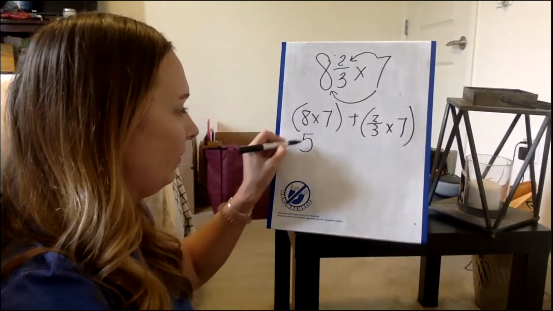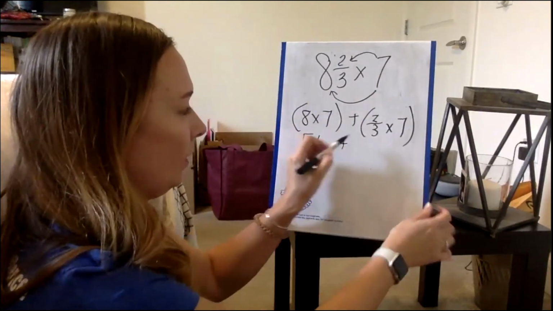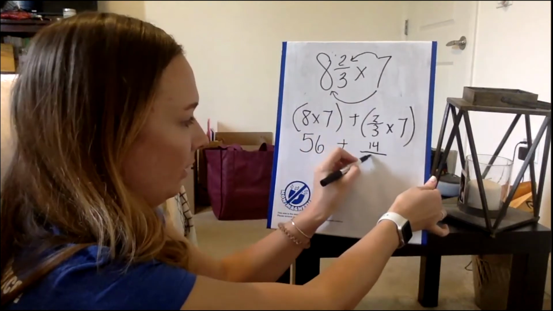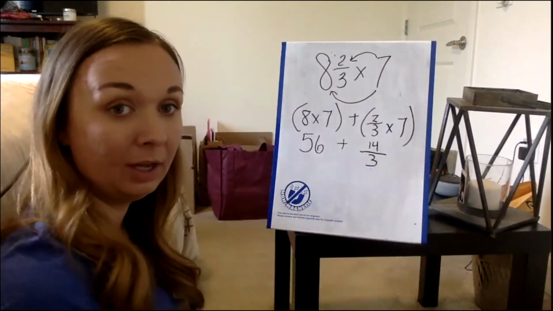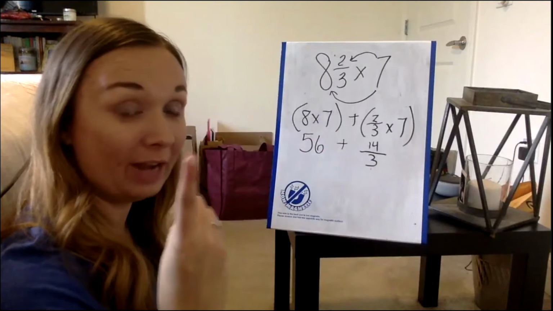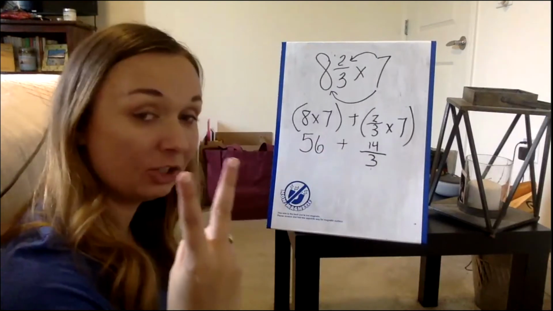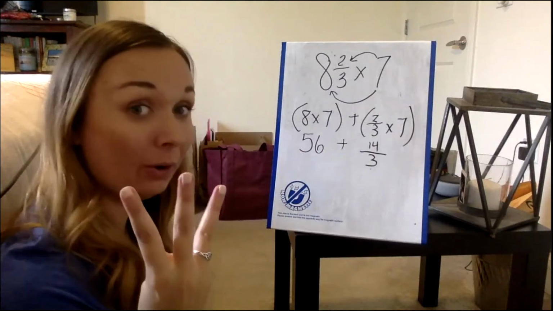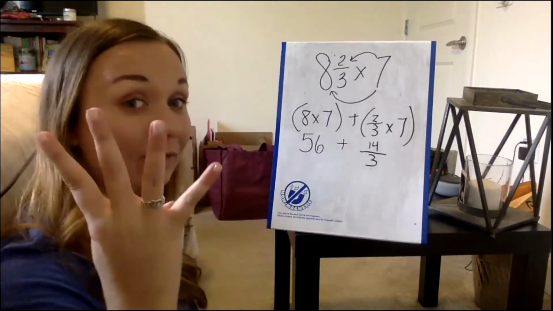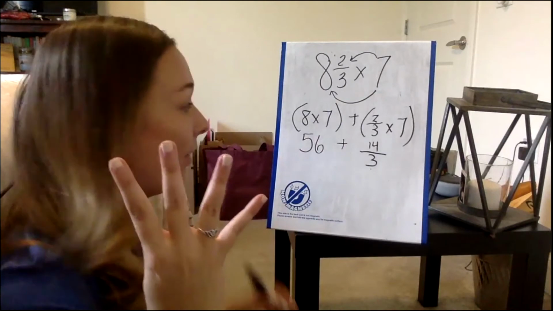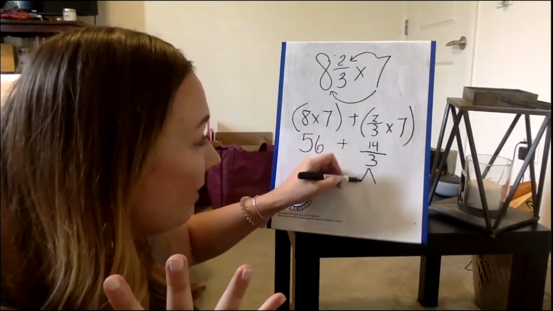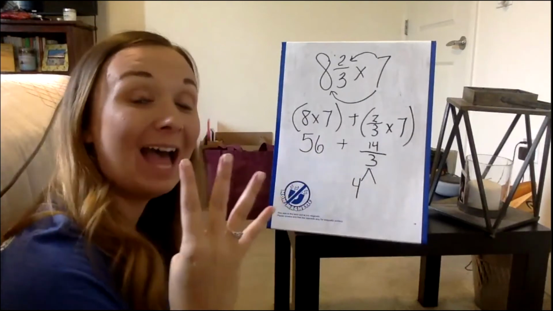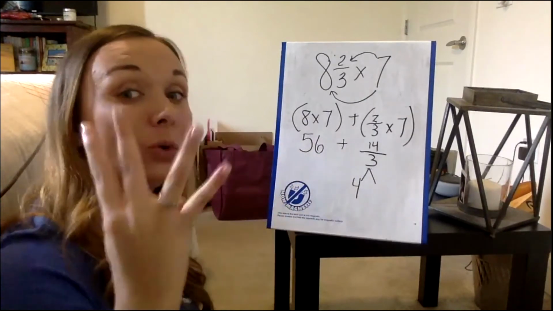8 times 7 is 56. 2/3 times 7 is 2 times 7 is 14 thirds. 3/3 is 1 whole that I can pull out. 6/3 is 2 wholes that I can pull out. 9/3 is 3 wholes that I can pull out. 12/3 is 4 wholes that I can pull out. And if I do another, I'm going to get to 15/3, and that's too many. So I got 4 wholes, and that was 3, 6, 9, 12/3.